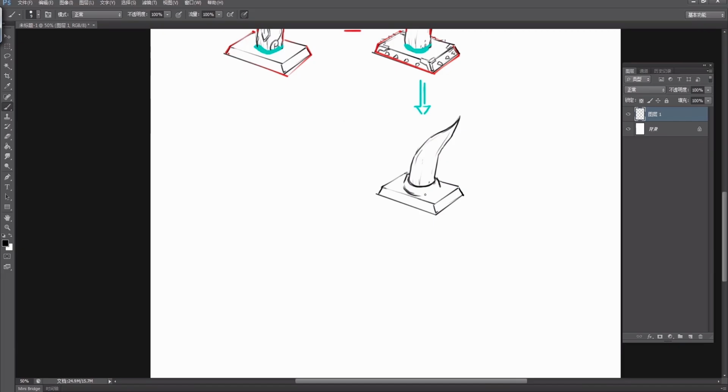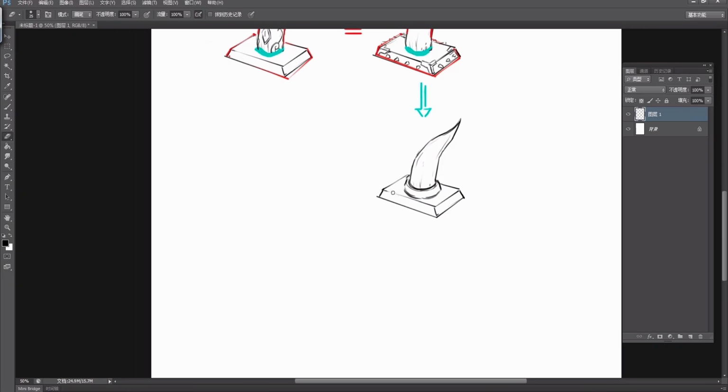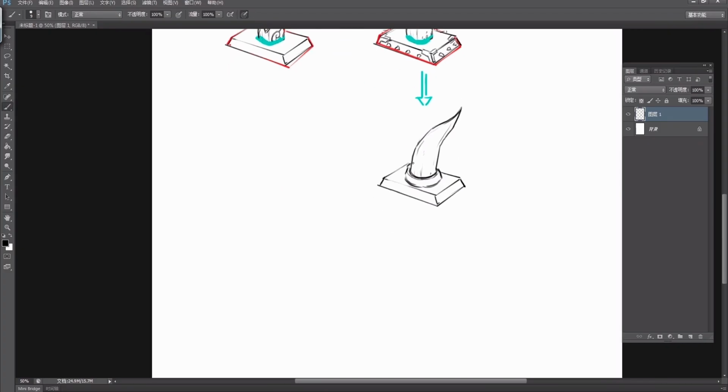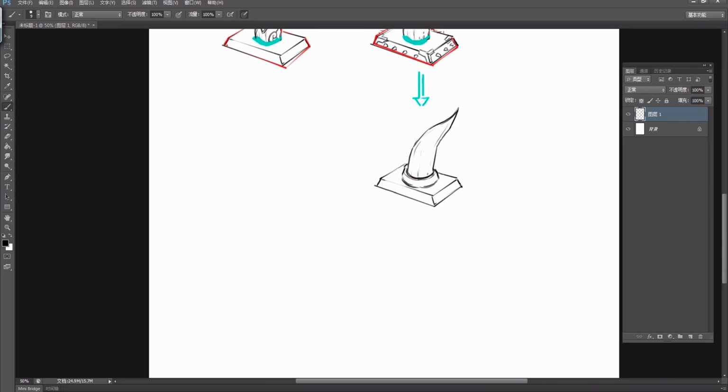Here I will add something to wrap it and connect with the table, so that it is more stable. Besides, I will modify this table. I will add another layer for it. When modeling, I will copy it and squish it for this layer under it.